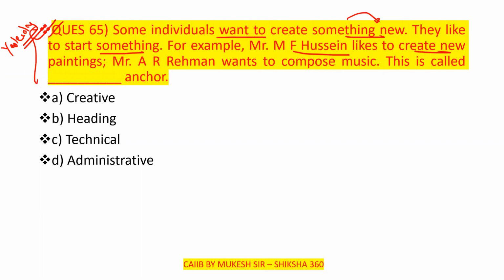For example, M.F. Hussain likes to create new paintings. A. R. Rahman wants to compose music. So basically this is called dash anchor. Option A is creative, option B is heading, option C is technical, option D is administrative.